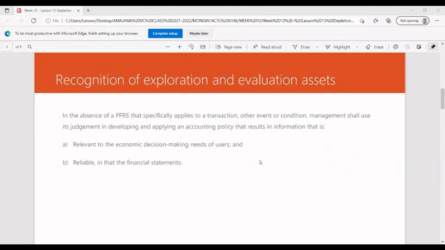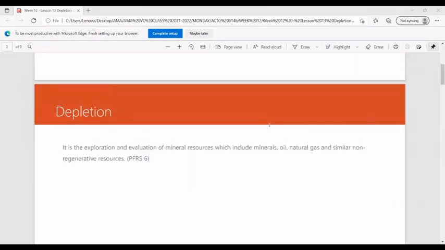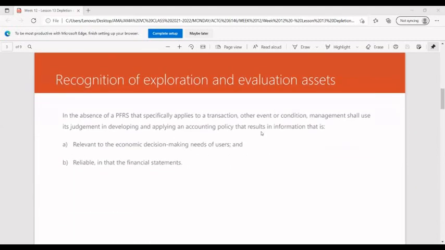Depletion means the reduction in the number or quantity of something. Like, for example, as we mentioned here, it is the exploration and evaluation of mineral resources, which include minerals, oil, natural gas, and similar non-regenerative resources, which is the reduction of this number. Baga, nababawasan siya.